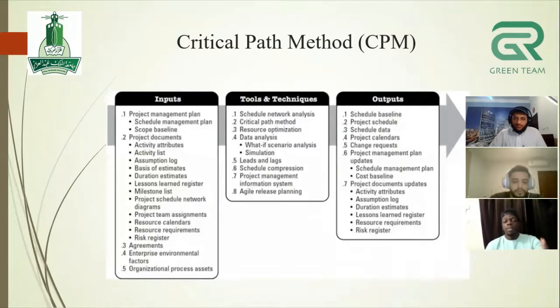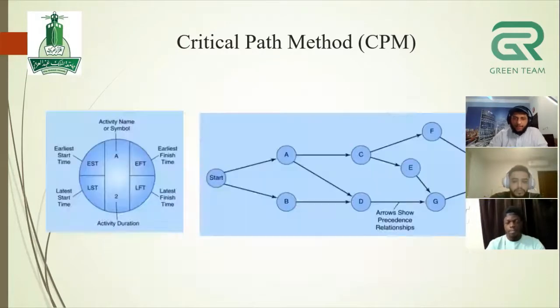The critical path method is a process like any other process, it has an input and an output. Our inputs are the project management plan, project documents, the agreements, and EEF and OPA. In the middle here are the tools and techniques that we are going to use to generate the critical path. And finally, we are going to have the outputs as shown in the slide.